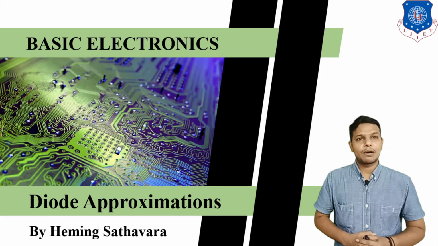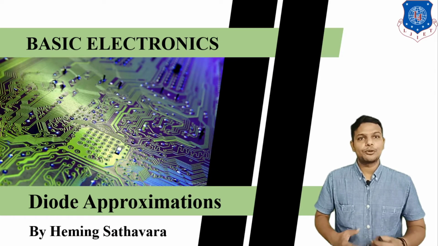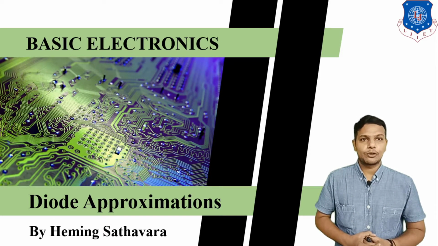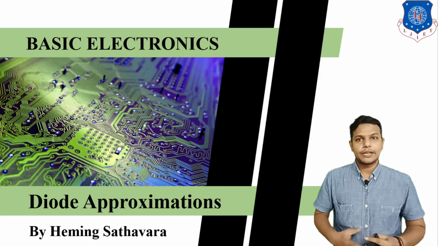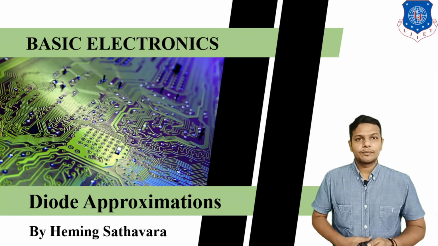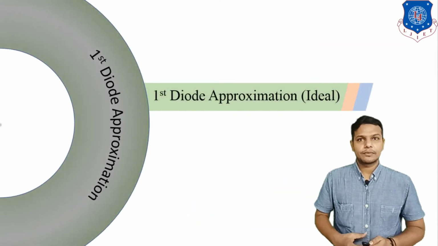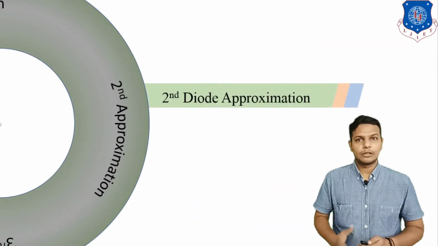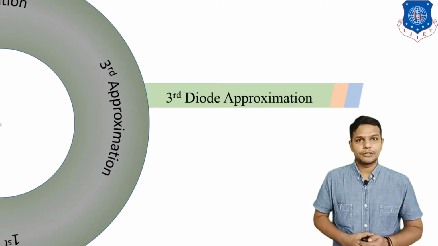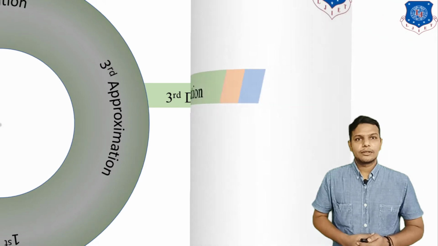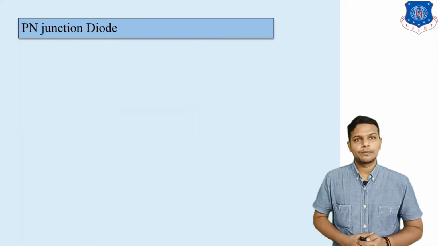Today we are going to discuss diode approximation. I hope you enjoyed my last lecture on PN junction diode. If not, you can click on this I button. Today's outcomes are the first approximation, the second approximation, and the third approximation. So let's start with the PN junction diode.